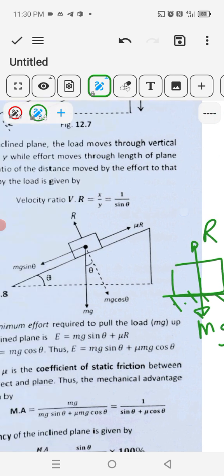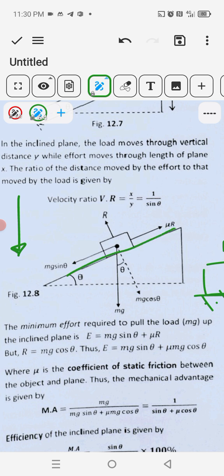But this is not a flat surface, it's an inclined surface. So that is why for mg, which is the weight, you have to look for its component that is parallel to the plane, which is mg sine theta. Then the one that is at 90 degrees to it, which is mg cos theta. So this weight component is acting perpendicular to the plane, mg cos theta. Then it will be equal to the normal reaction, which is R.